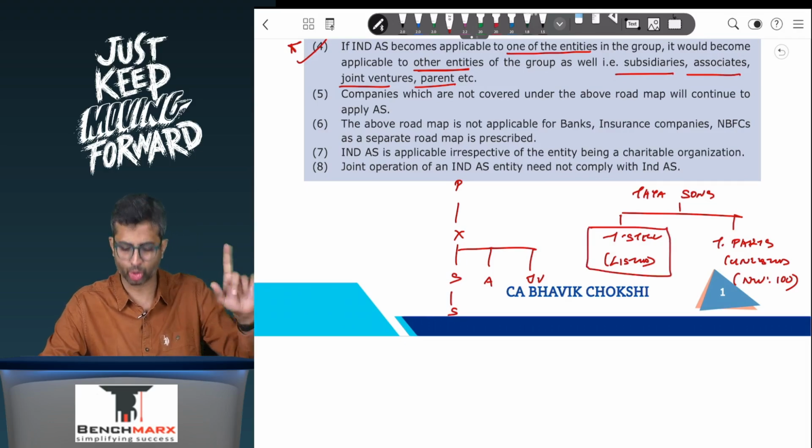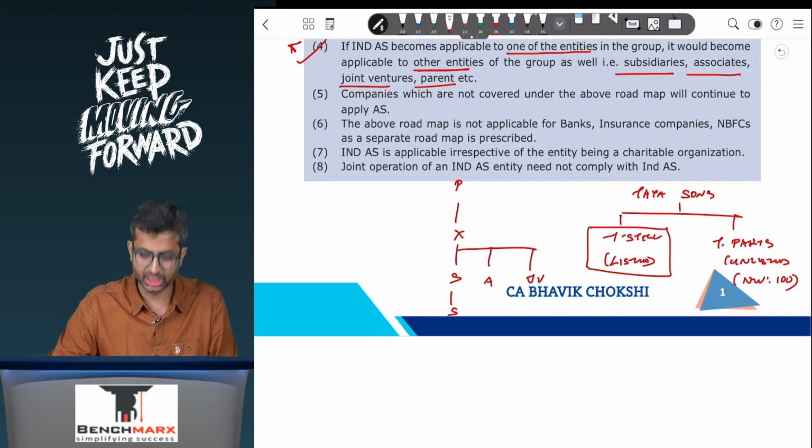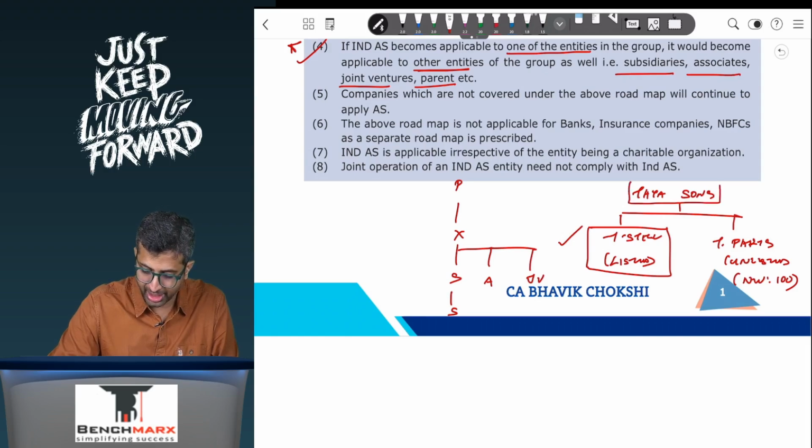Now, because Tata Steel is listed, will it have to follow Ind AS? Quickly answer yes or no. Will Tata Steel have to follow Ind AS? Yes. Will Tata Sons, which is a parent entity, also have to follow Ind AS? Yes. However, Tata Parts is a fellow subsidiary.